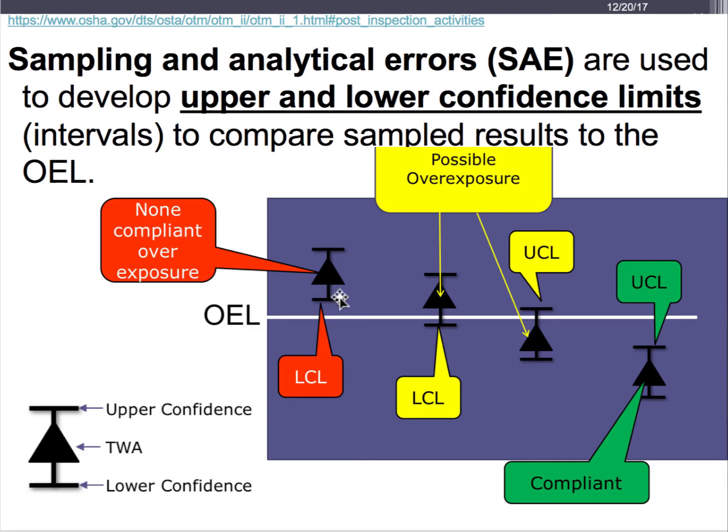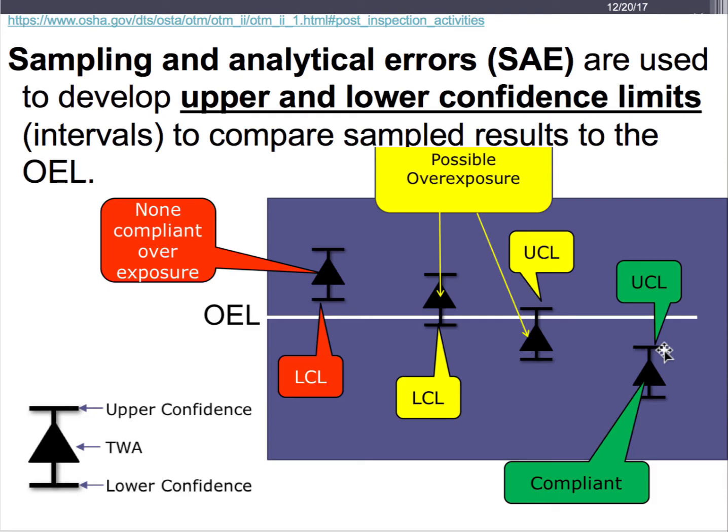The lower confidence limit is above the occupational exposure limit. We are 95% confident that there is an overexposure, that we are non-compliant. When our time-weighted average is our triangle, and our upper confidence limit is below our occupational exposure limit, or below 1, we can be confident that we are in compliance, that the exposure that we measured is below our occupational exposure limit.